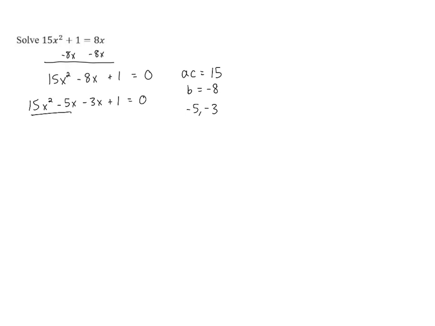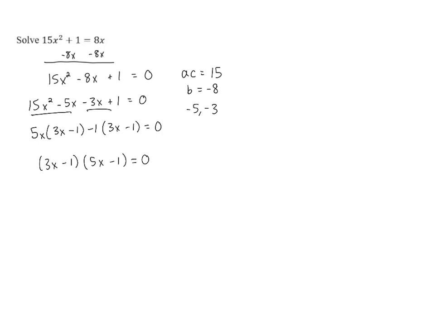Now that we've got four terms on the left, we can factor by grouping. The first group has a GCF of 5x that we can pull out. So we pull out 5x, and that leaves us with 3x minus 1. In the other group, the GCF is 1, but we need to pull out a negative 1 to leave us with a positive 3x and a negative 1. And when we finish off factoring the left-hand side, we've got a GCF of 3x minus 1 and leftovers of 5x minus 1. So the equation becomes 3x minus 1 times 5x minus 1 equals 0.